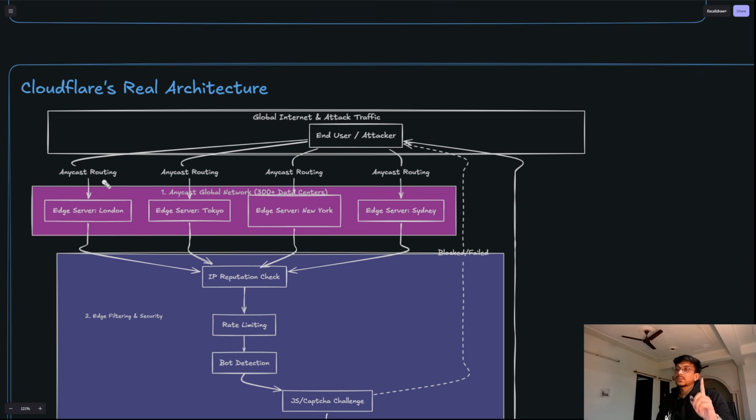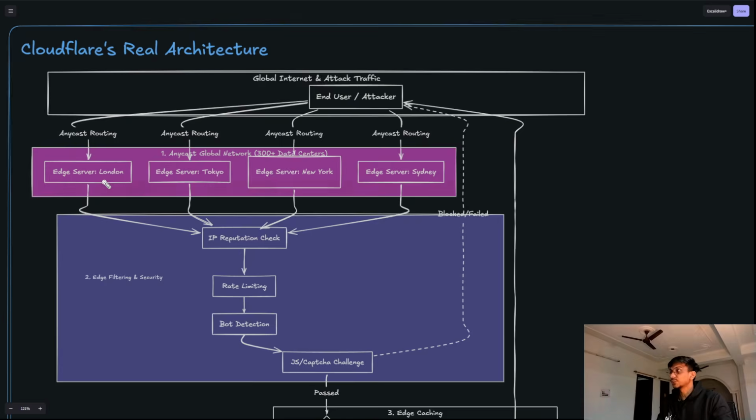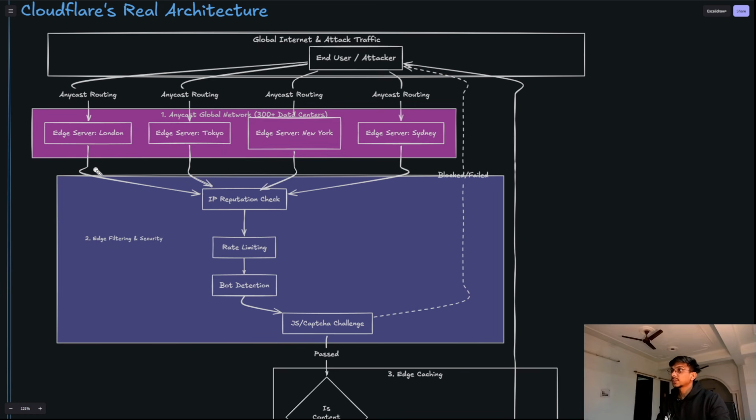So this is the first layer, by the way. We have two more layers that we are going to talk about, which will help you understand how it works and why this is very, very efficient. So the very first thing is real traffic happening on Cloudflare. Then the second layer is edge filtering and security. This is where your CAPTCHA solving case comes in.